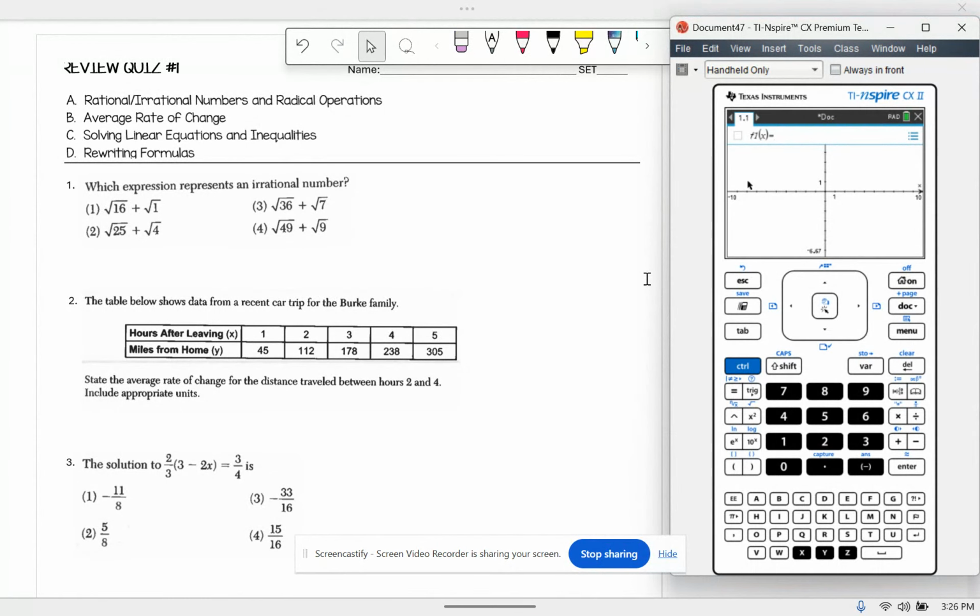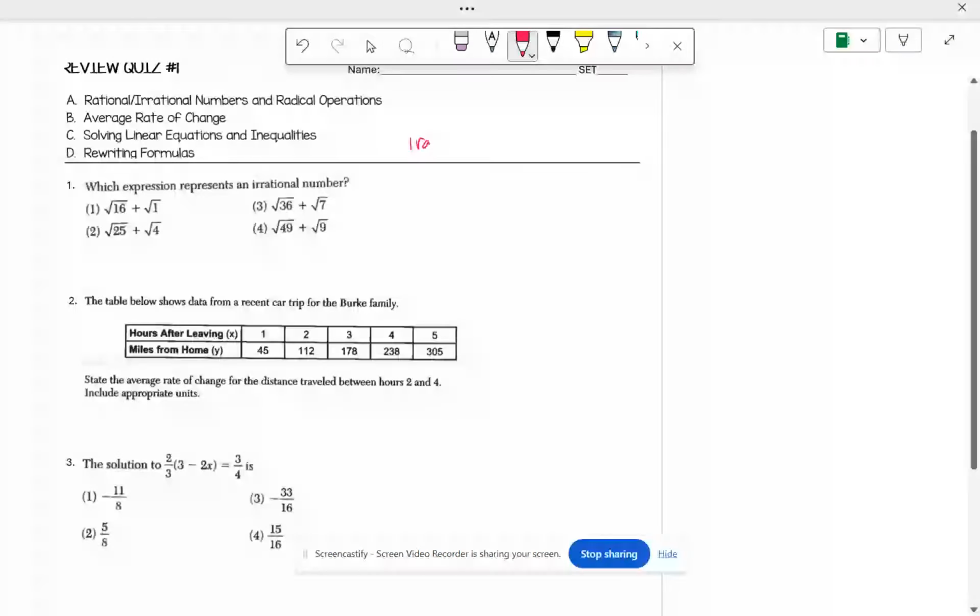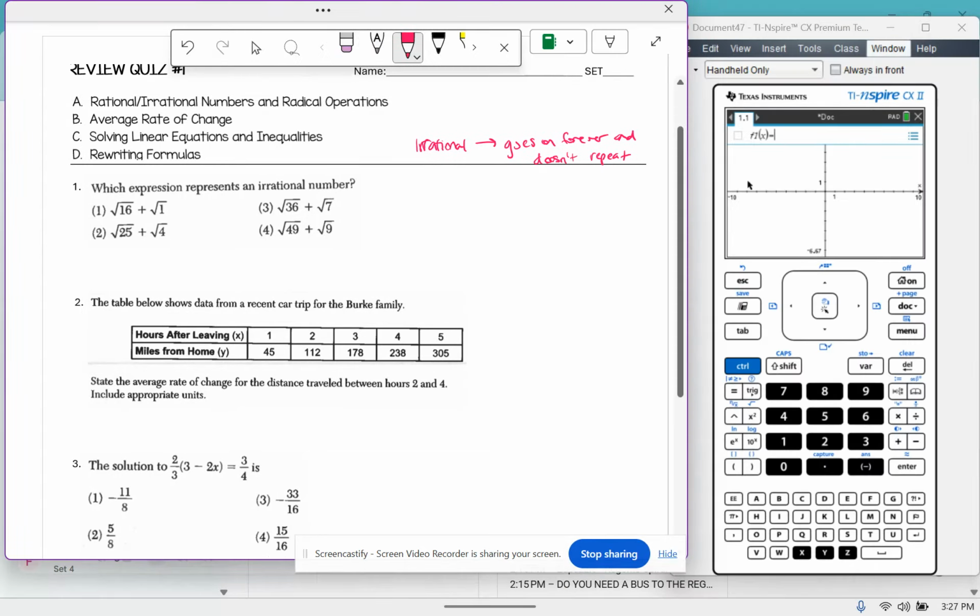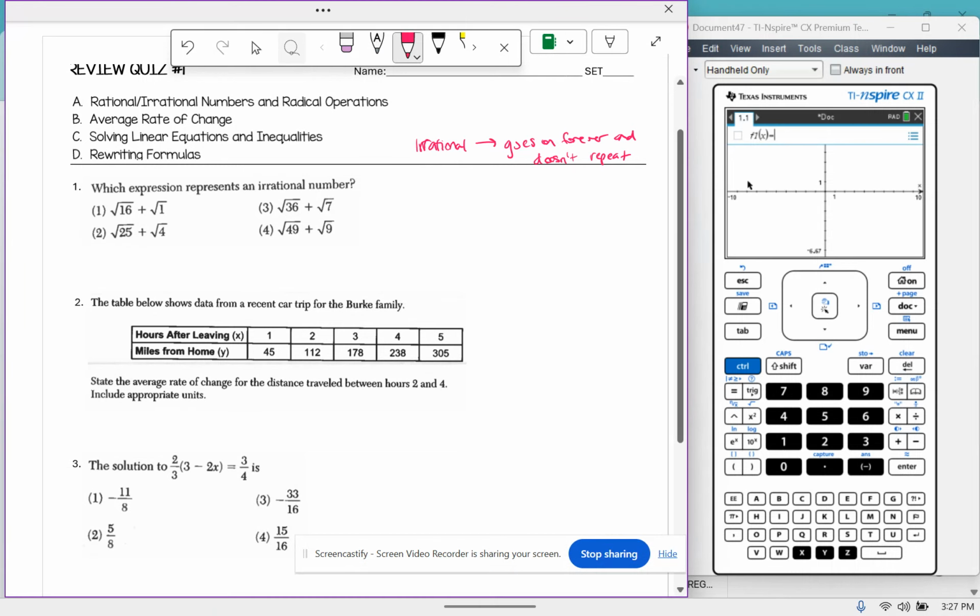Okay, these are the review quiz number 1 solutions if you want to go over anything that you got wrong. It says, which expression represents an irrational number? An irrational number is going to be a number that goes on forever and does not repeat. So what I'm going to do is go through each answer choice, type it in, and see if it's a decimal that goes on forever, and in fact, does not repeat.